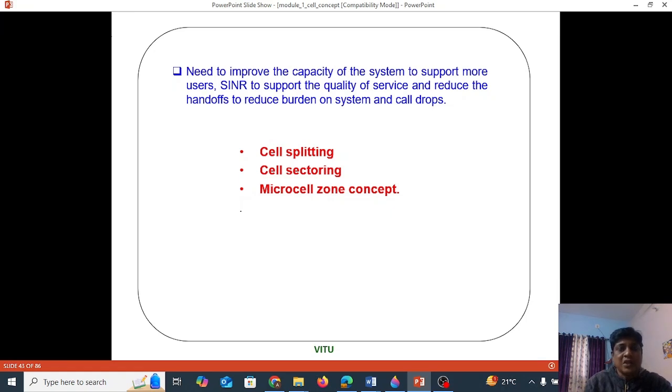Cell splitting is basically, if we split the cells, then it helps to increase the capacity of the system, but at the same time it will increase the handoffs. Similarly, if we sector the cell, it will improve the SIR of the system, but it will also increase the number of handoffs. So in both cases, handoffs are increased and it's a burden to the system. In the microcell joining concept, we'll see it's a handoff free system.